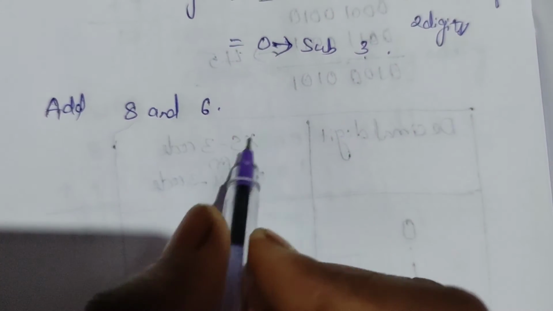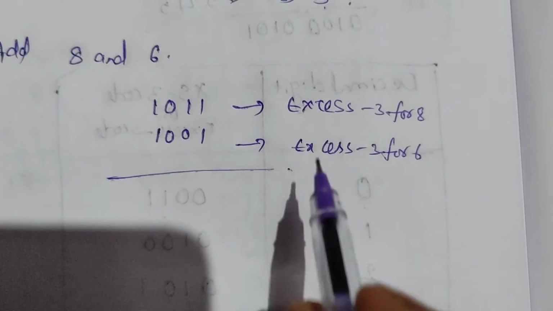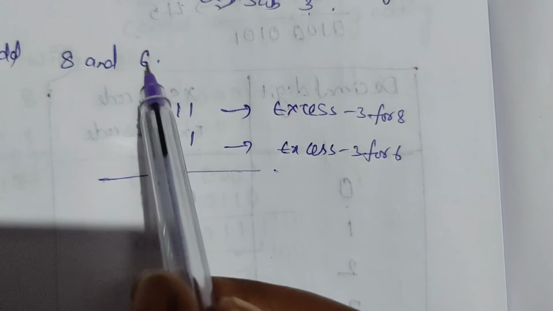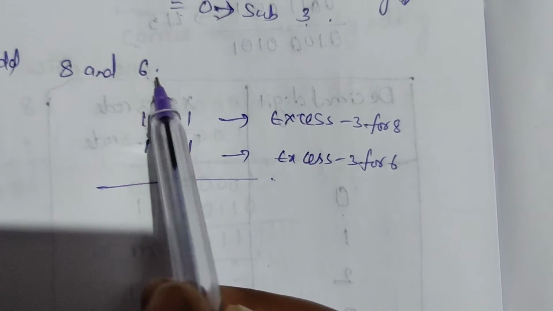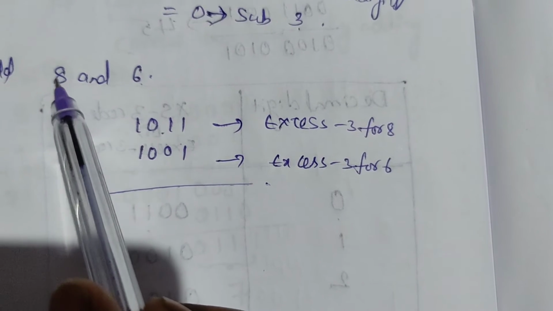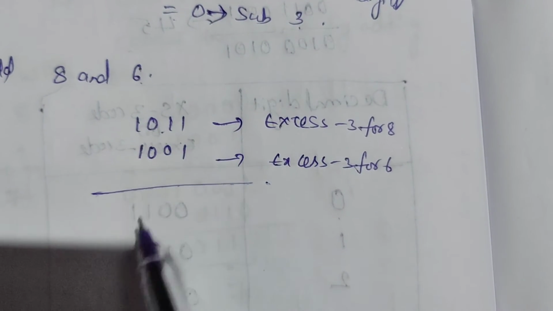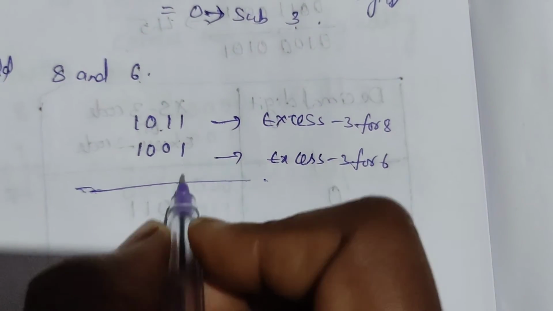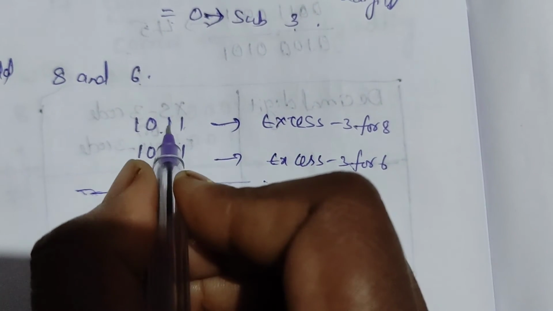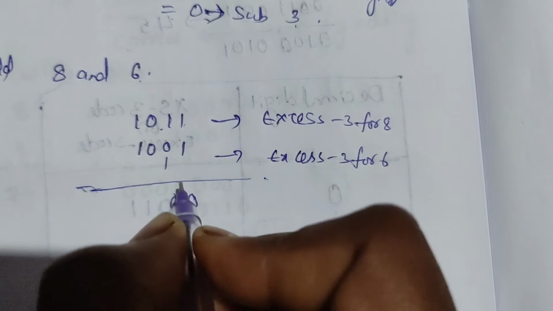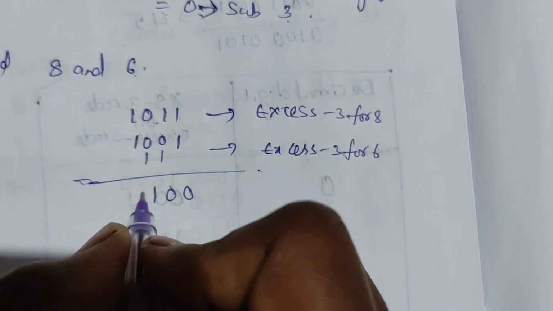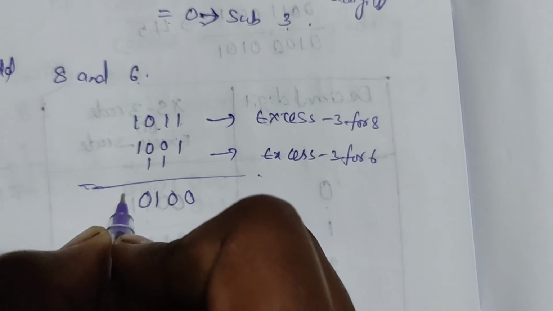Add 8 and 6. XS3 for 8 is 8 plus 3, which is nothing but 11, and XS3 for 6 is 6 plus 3, which is 9. So we need to take XS3 of these two, 8 and 6, and we need to add. So 1 plus 1, sum is 0 carry 1; 1 plus 1, sum is 0 carry 1; plus 1, 1 and 1 plus 1 is 0 and carry is 1.